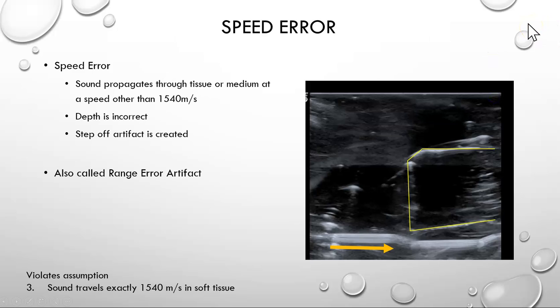Speed error artifacts occur when sound propagates through tissue or medium at a speed other than 1540 meters per second. In this case, the depth becomes incorrect. This is also called a range error artifact. It violates the assumption that sound travels 1540 meters per second in soft tissue. It's important to know that if the speed of the media is faster than 1540 meters per second, objects will be displayed as shortened on the image. If it is slower than 1540, they will be displayed as elongated from near to far field on the image.